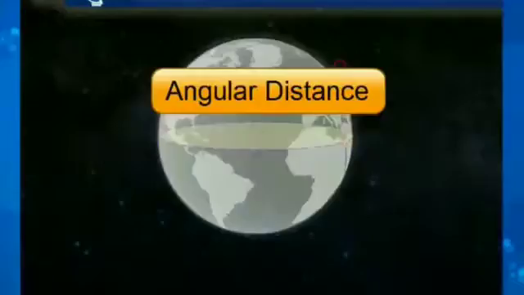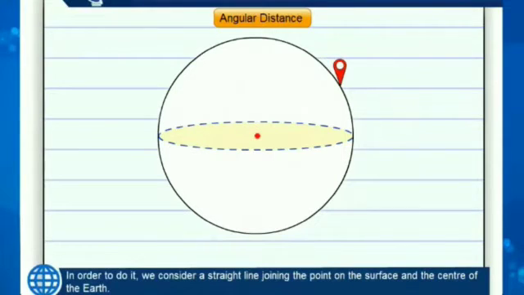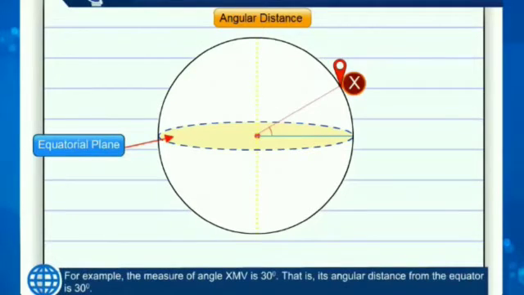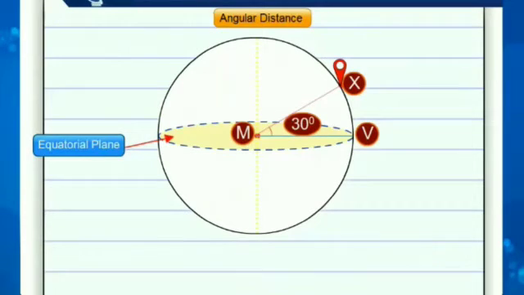Angular distance. The location of any place on the earth is determined with reference to the center of the earth. In order to do it, we consider a straight line joining the point on the surface and the center of the earth. At the center, it makes an angle with the plane of the equator. The measure of this angle is used in determining the locations. For example, in the figure, the measure of angle XMV is 30 degrees. That is, its angular distance from the equator is 30 degrees.